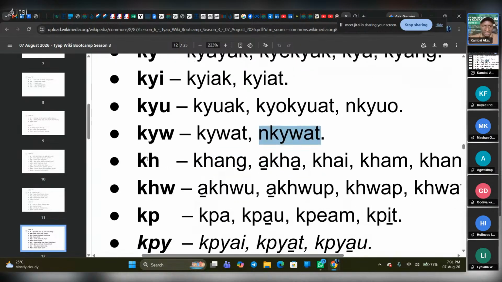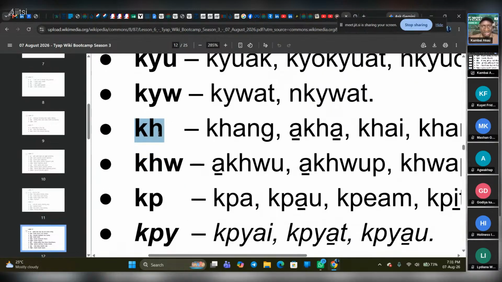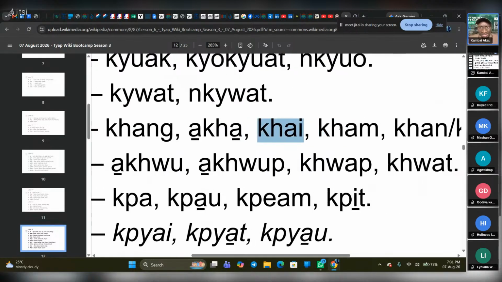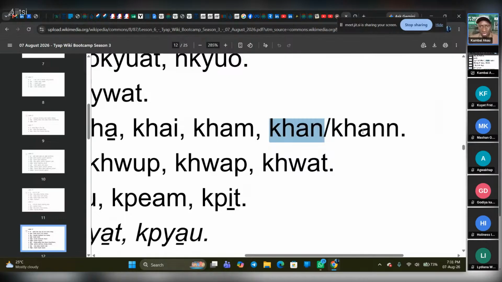And then we have the h sound. This is a different sound entirely, just like the r sound. This is the silent form of it. The other one is the voiced. Examples: we have hang, we have ah, high, and then we have ham, han.